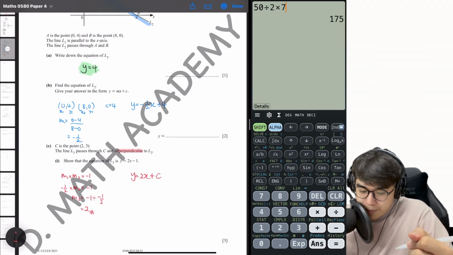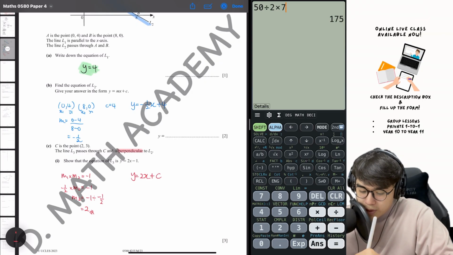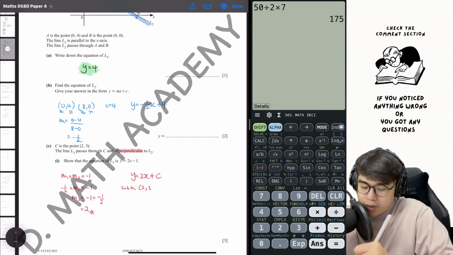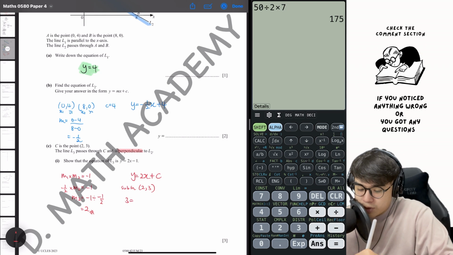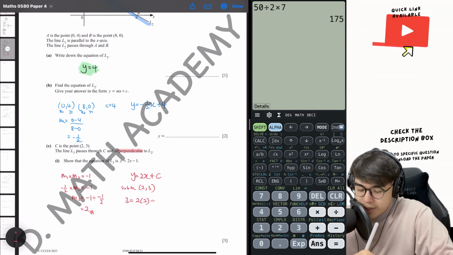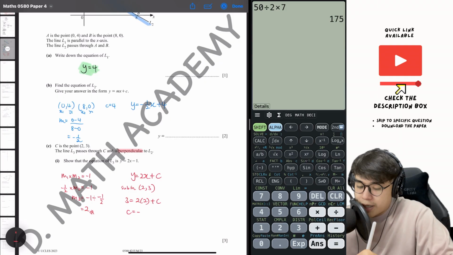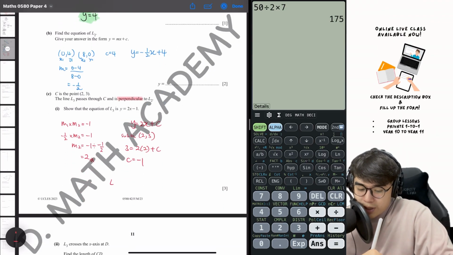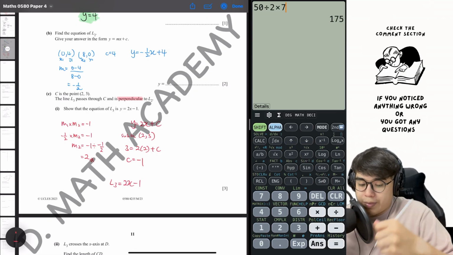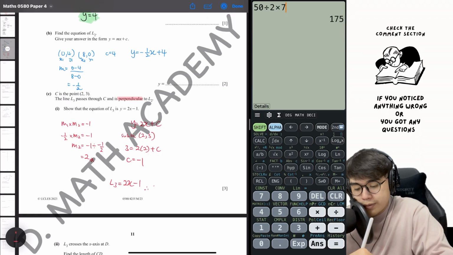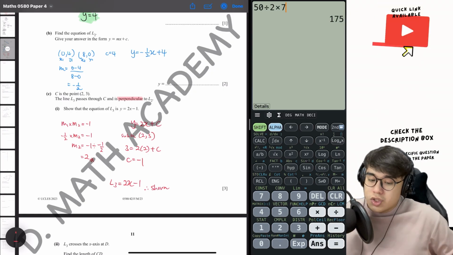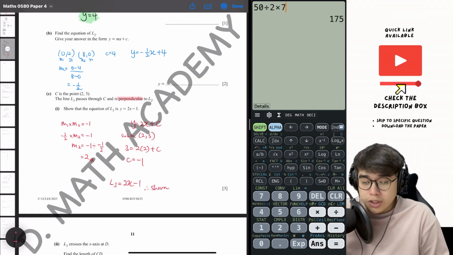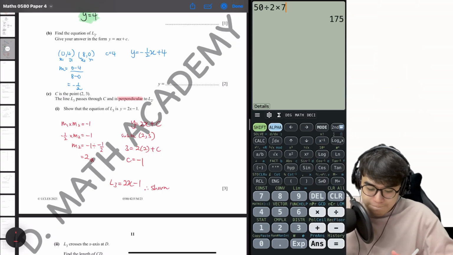And they gave us a particular point, so sub in (2, 3), which means your y will be replaced as 3, x will be replaced as 2. So in this process, you will get negative 1 as your c here. So L3 final answer is y equals 2x minus 1. So we managed to show it. Okay, so this is for question C here.